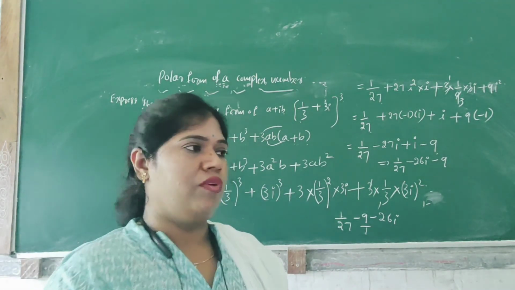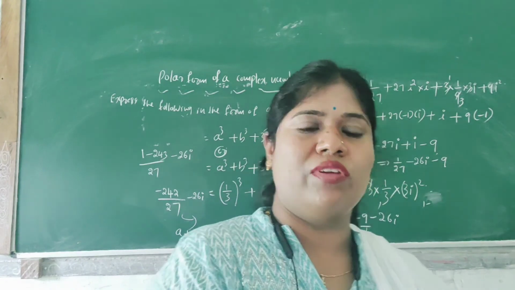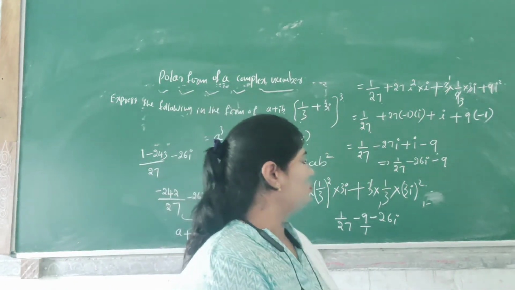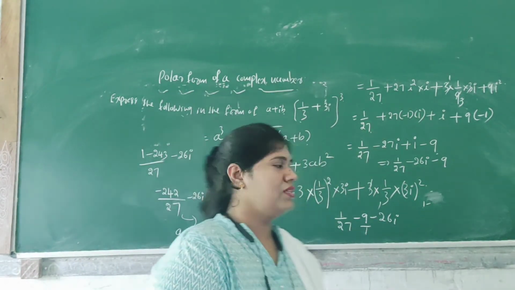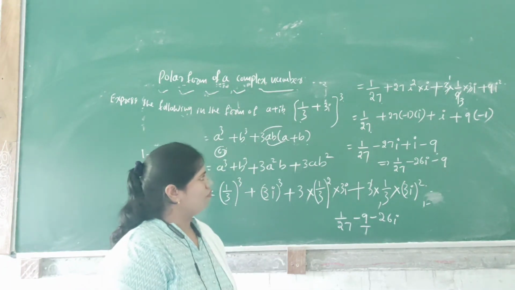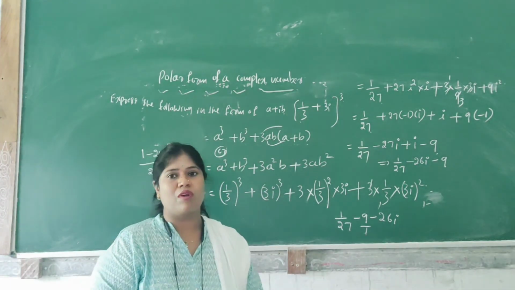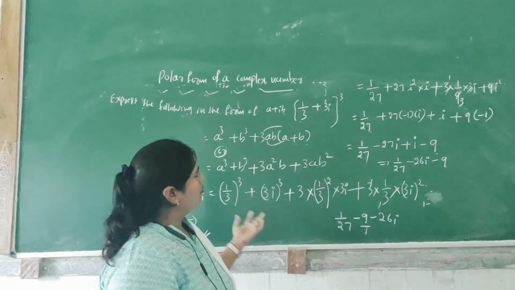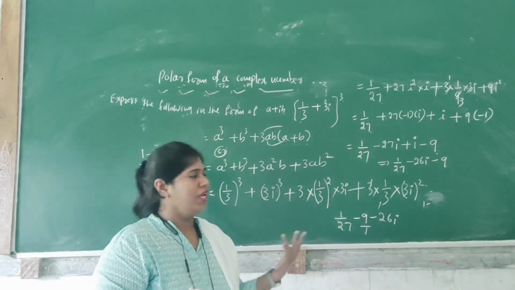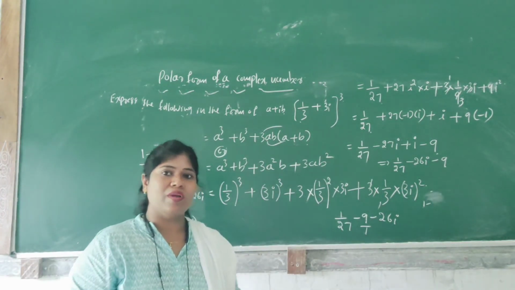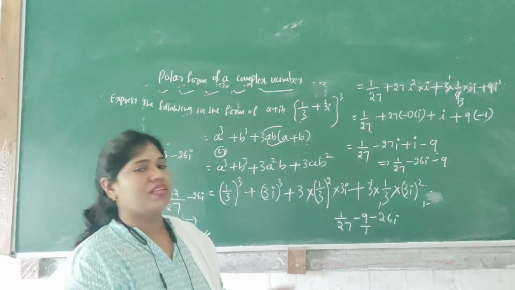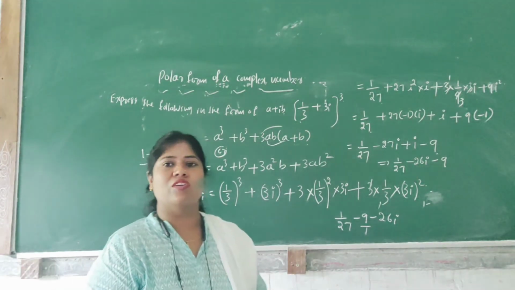Okay, we'll do it in the next class. You just go for this. Today's class is very important. Go for this. Okay, you practice similar problems: a plus ib, a plus b whole cube, a plus b whole square, a minus b whole square. Similar types of problems. You can do them at your home.